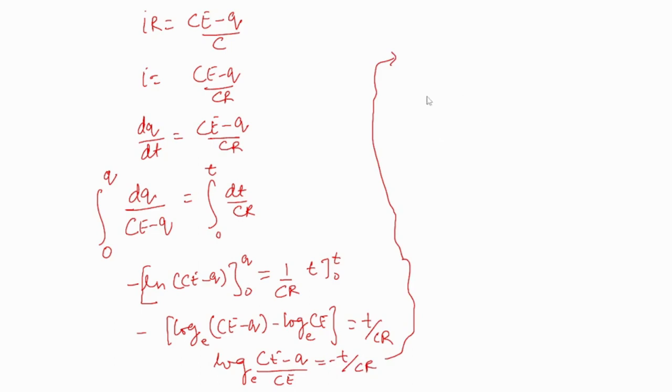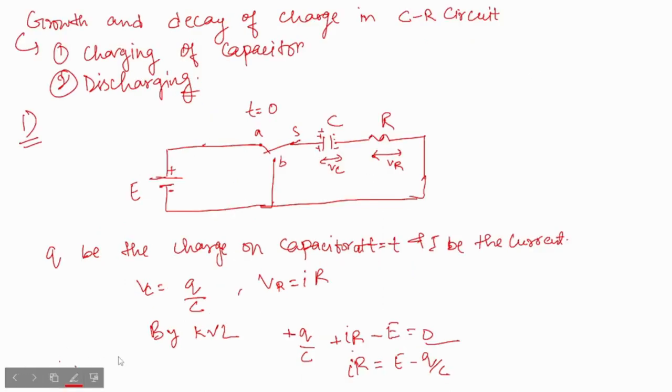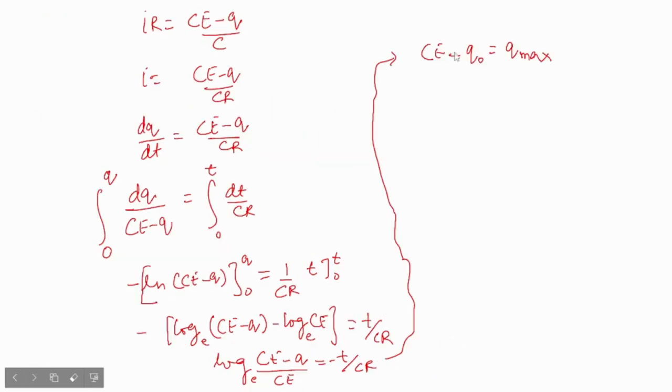Now this CE is q naught, equal to q max. Why? Because if you see this VC, what will be the maximum value of VC? This will be E, and C is the capacitance, so the charge is capacitance into potential difference across the plates. This is maximum CE. This will be the maximum charge on the capacitor, so we can take it as q naught or q max.